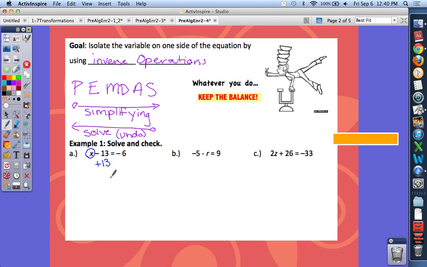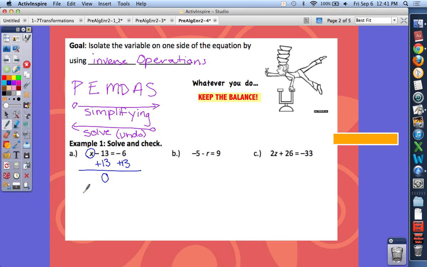What is the point of doing this? Why am I doing this? I want whatever's happening to x to go away. I want this to be canceled. How do I cancel out a negative 13? I add 13. When I add that, I will get a 0, and that's what I'm looking for. I want it to be gone so that I can isolate my x or get it by itself. But whatever you do to one side, you must do to the other. So we must write it on the other side of the equal sign as well.